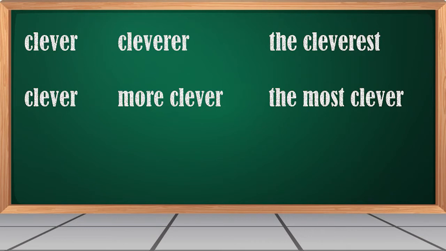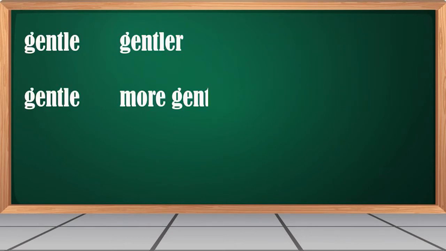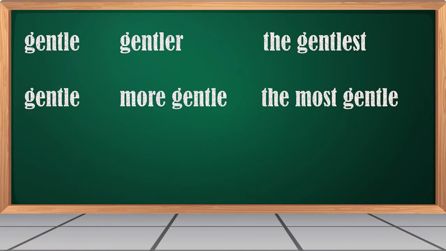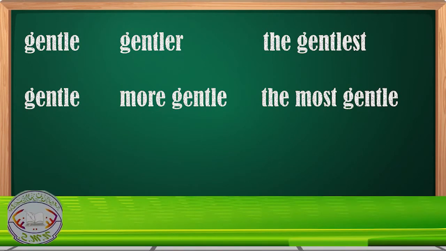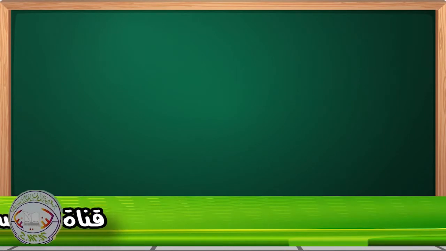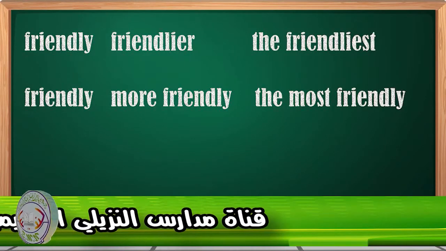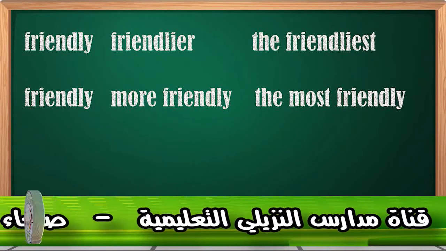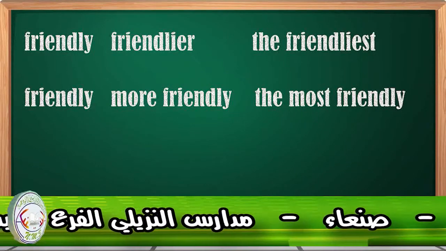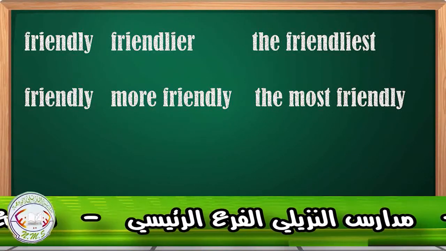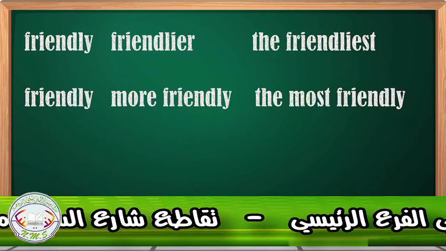When we make them comparative and superlative, we say clever, cleverer, the cleverest, or clever, more clever, the most clever. Gentle, gentler, the gentlest, or gentle, more gentle, the most gentle. Number 3, for example, friendly. Look here, friendly. The stress is on the first syllable. So we say friendly, friendlier, the friendliest. Or we say friendly, more friendly, the most friendly.